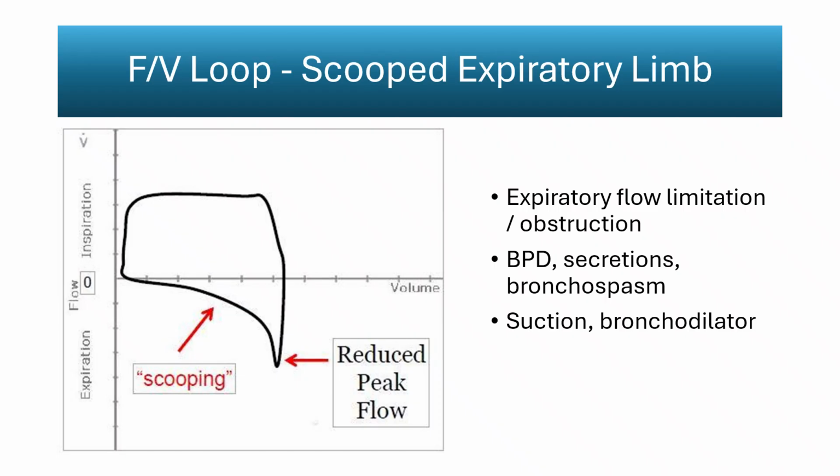The slide notes appropriate corrective actions. Clearing secretions with suction removes mechanical blockage. Bronchodilator therapy can reduce airway smooth muscle constriction in reactive airways or bronchospasm. In chronic lung disease, addressing underlying heterogeneity in time constants may also improve the shape, but immediate correction focuses on reducing resistance so that passive exhalation can proceed more normally.